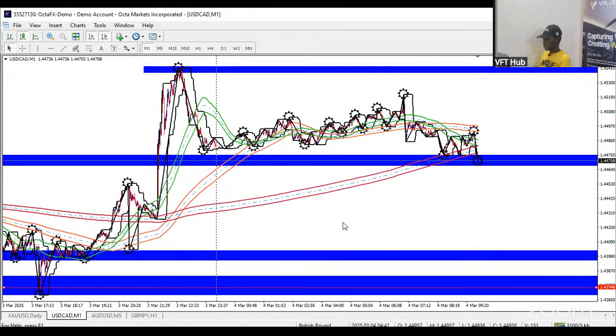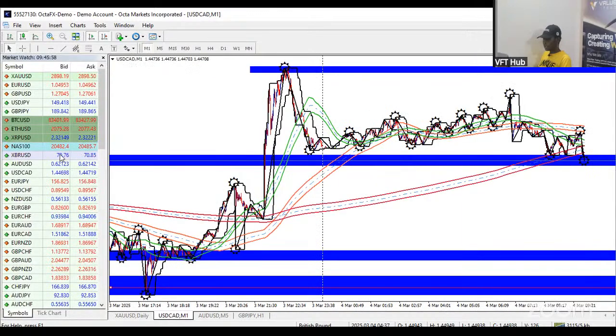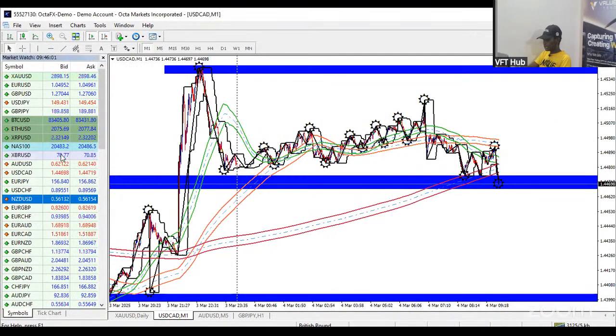All right. So while this is a remark types, I'm going to go ahead and look at NZUSD before we then do our analysis on indices.